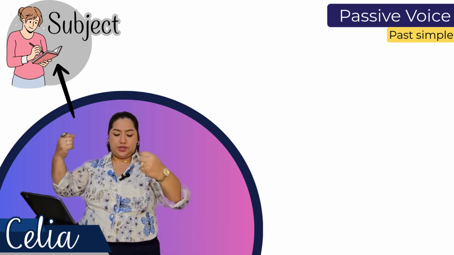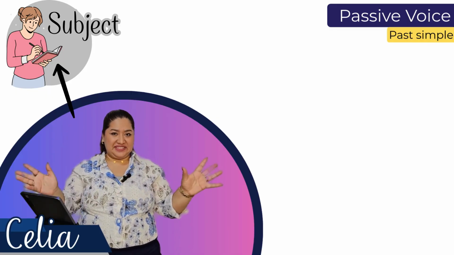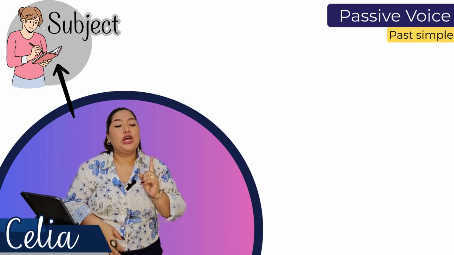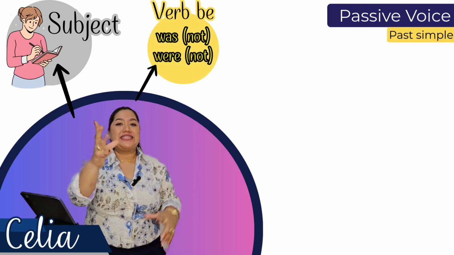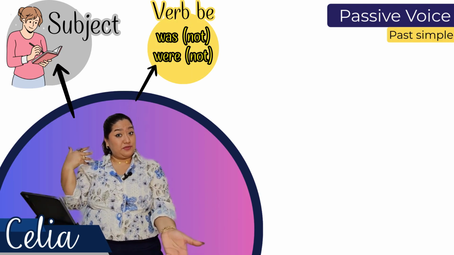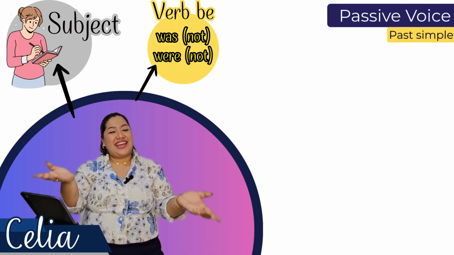For example, the sweaters, my cell phone, my house, etc. And after that, you need the verb be. Yes, the verb be. But remember, this is past simple passive voice. So we're going to use the verb be in past tense.